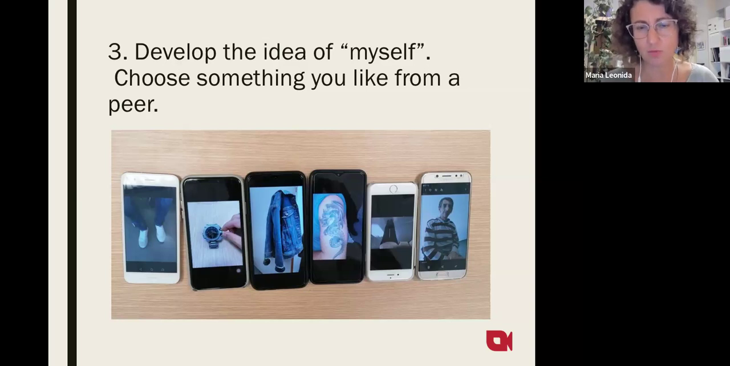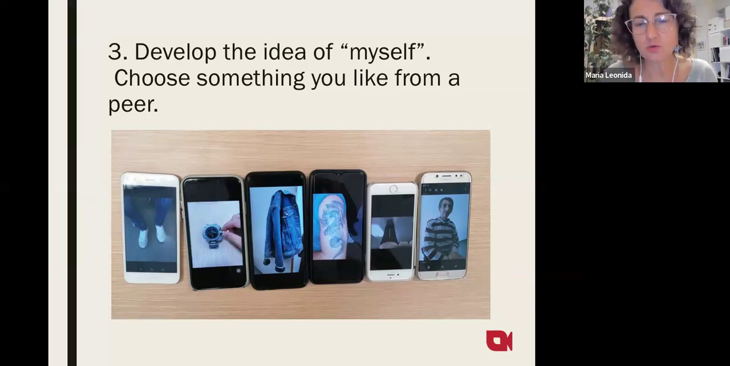So, for example, one person here chose a jean jacket from the person from their pair, and that person chose the tattoo from their corresponding person. Is that more clear? The thing is that the object or the detail you choose from the other person, since you chose it because it's important for you, it means that you're able to talk about it. It means that you're able to explain.